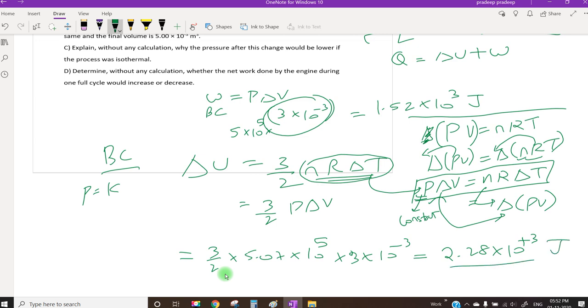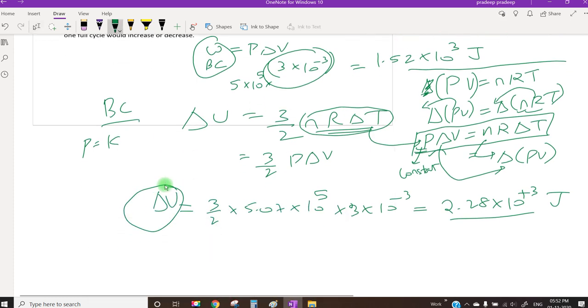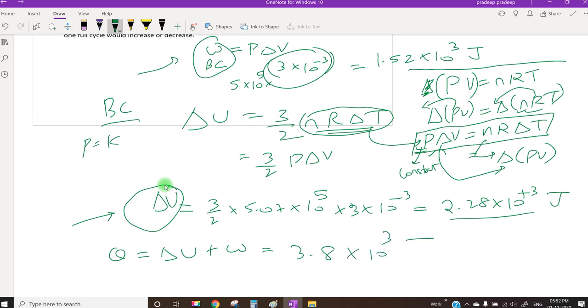So eventually, this is the value of delta U, which is 2.28 into 10 to the power 3. So now you have the value of delta U as well as the work. Then Q is very easily found. So Q will be delta U plus work done. If you add the value of delta U and the work done, the eventual answer of Q will be 3.8 into 10 to the power 3 joules.